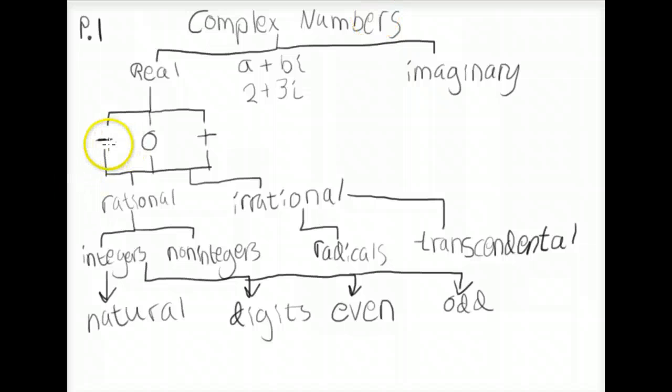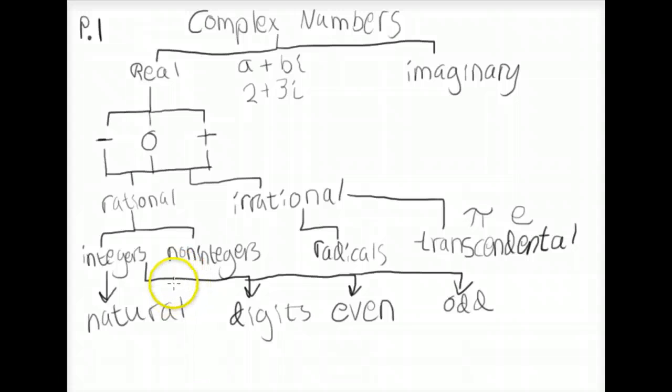From real, we have negative, 0, and positive numbers, all of which can be classified as either rational or irrational. The irrationals involve radicals like √5, √2, or the transcendental numbers such as pi or the number e. Rational numbers can be divided into either integers or non-integers. Non-integers are numbers that are expressed as fractions, such as 3/4, 2/7, and integers are numbers that we don't express as fractions, and those can be classified even further as either natural, digits, even, or odd.